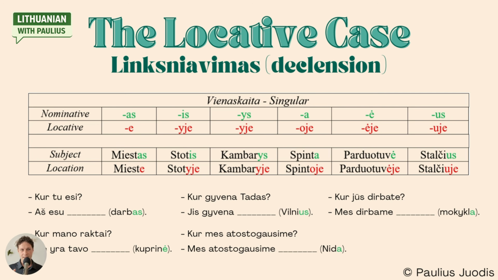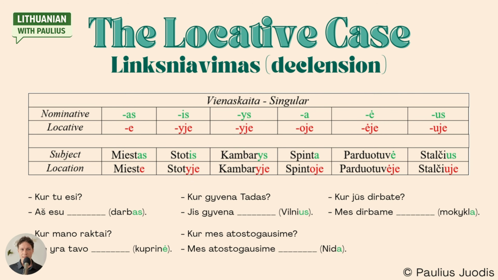Stotis is a station. It could be a train station, geležinkelio stotis, or a bus station, autobusų stotis, or just the word station, stotis. The next one is kambarys, a room. Then we have spinta, a cupboard or a wardrobe, depending on the context. Parduotuvė, a shop or a grocery store, also depending on the context. And stalčius, a drawer. And these are just some examples of how to change the endings.